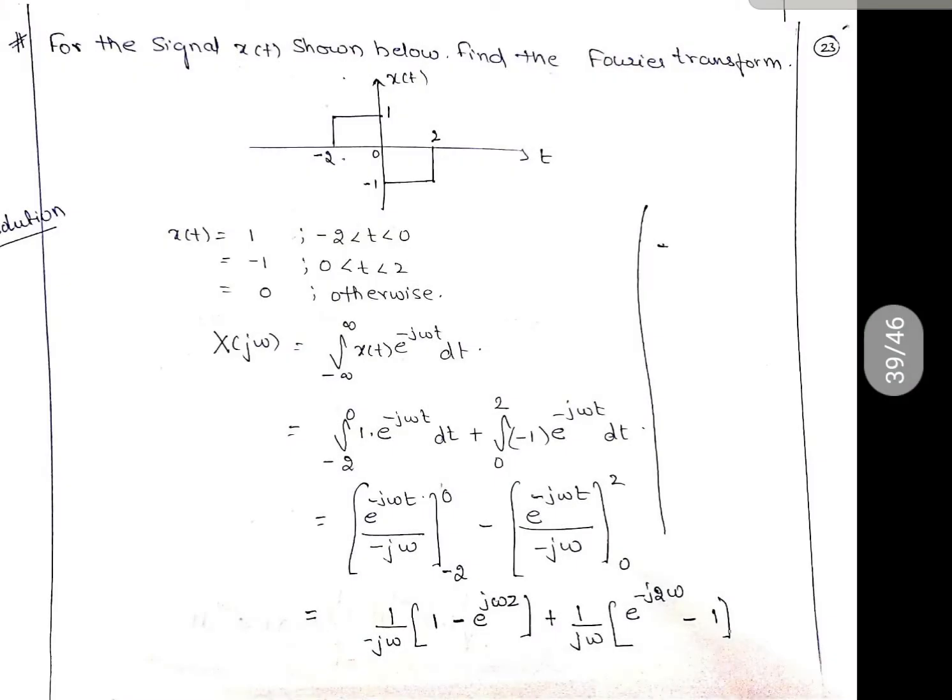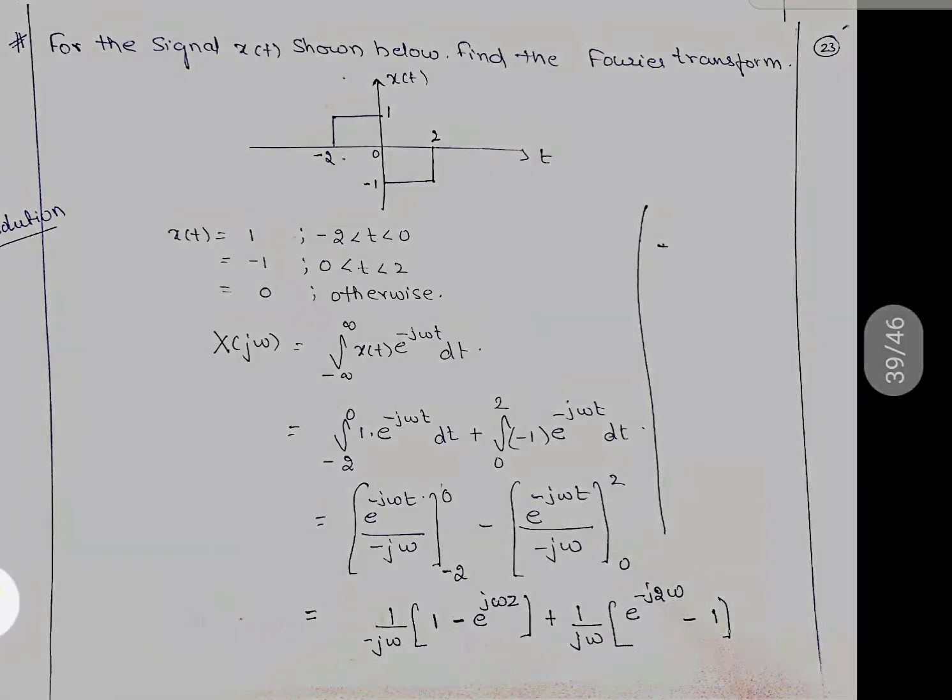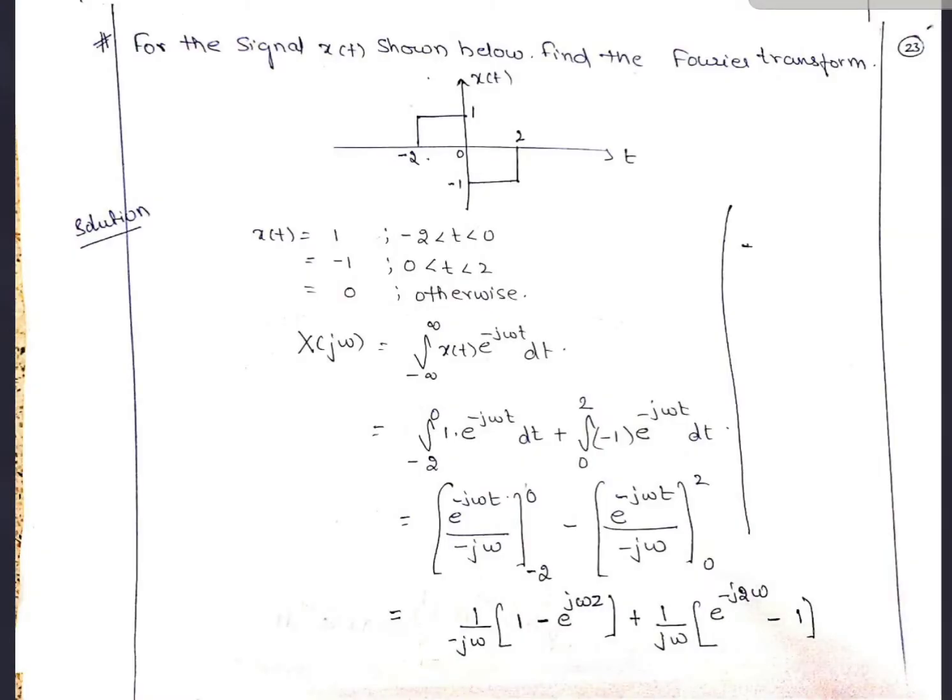Now let us see another problem, for the signal x of t shown below. This is the signal. We have to find the Fourier transform of this x of t, that is X of j omega. Writing the definition, from minus 2 to 0 it is 1, from 0 to 2 it is minus 1.